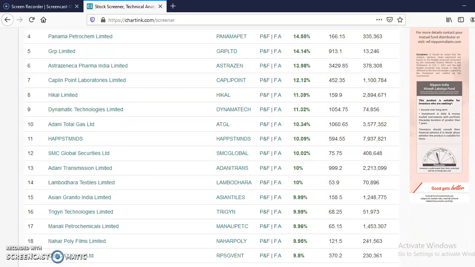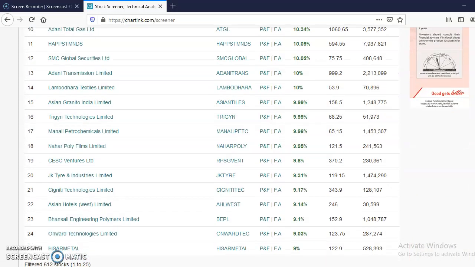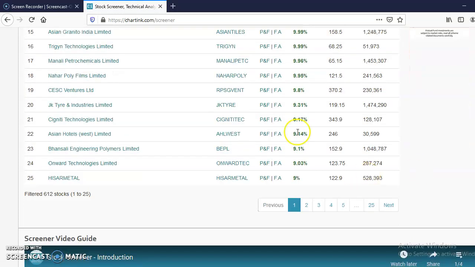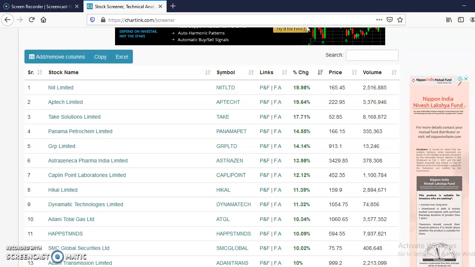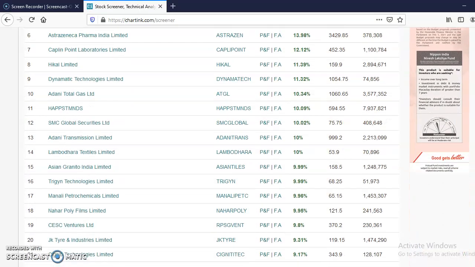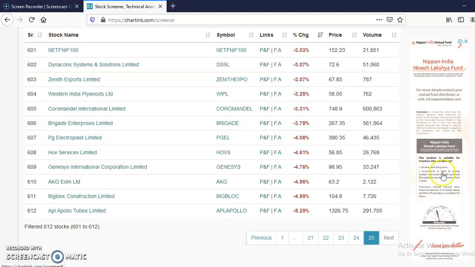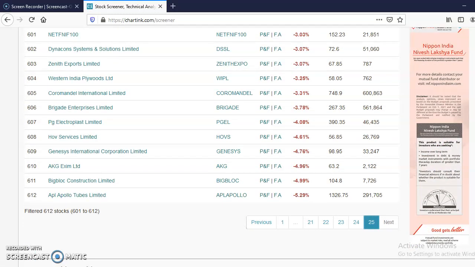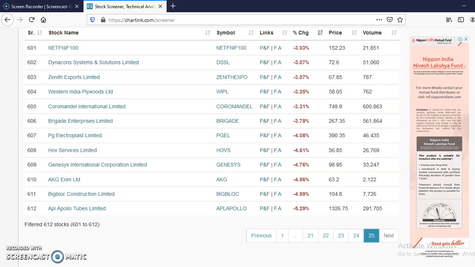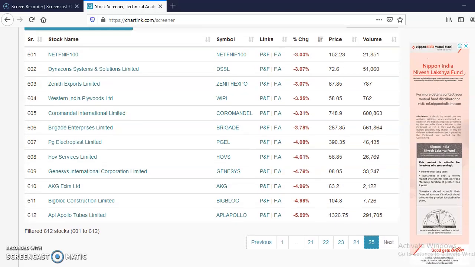But what I like more about this filter is it lists in descending order. The stock which has given the highest percentage rise gets listed first. And on the last page you will get those stocks which have broken down with volume, where the volume was more than the previous day and the price has gone down. So this is a safer strategy, I feel.